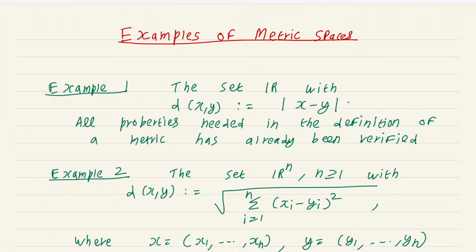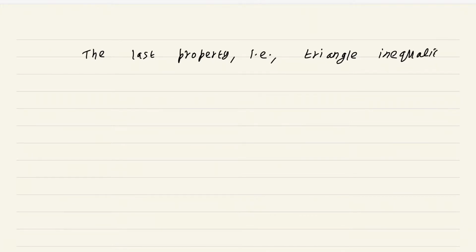So this set Rn along with this metric is called Euclidean space. Before that we have to check that that definition in fact satisfies all the three properties of a metric space. The only thing that's difficult is the last property. So let me just make a remark that the last property, the triangle inequality, will be checked in the future.